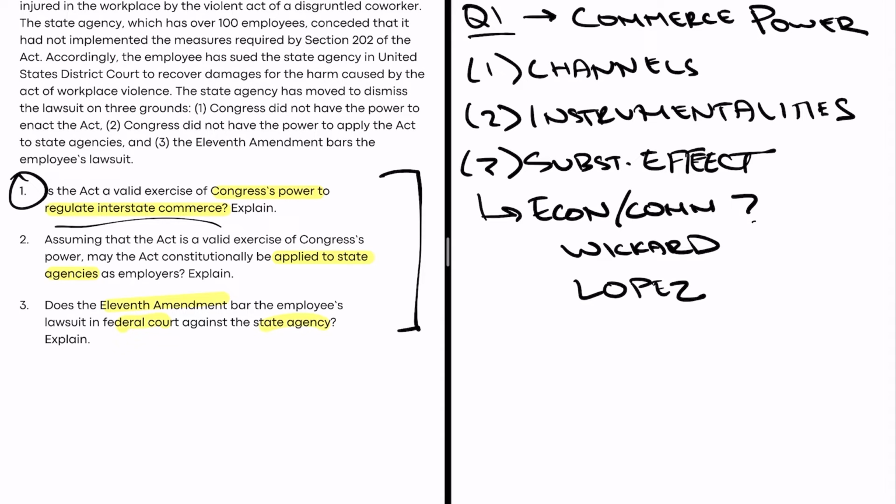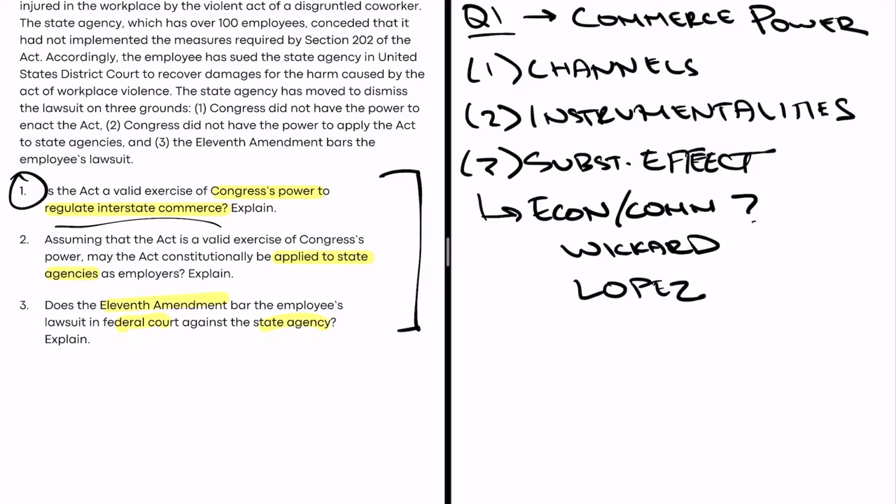Wickard v. Filburn, remember we have the farmer who is growing wheat for his own personal consumption, right? But the idea is growing crops, even if it's for your own personal consumption, that's still a commercial activity. When we think about farmers growing crops, that is something that we can see is really commercial or economic in nature, right? This is why people grow crops, right? By and large, growing crops is a for-profit commercial business, right? It's commercial or economic in nature. That's kind of Wickard v. Filburn.